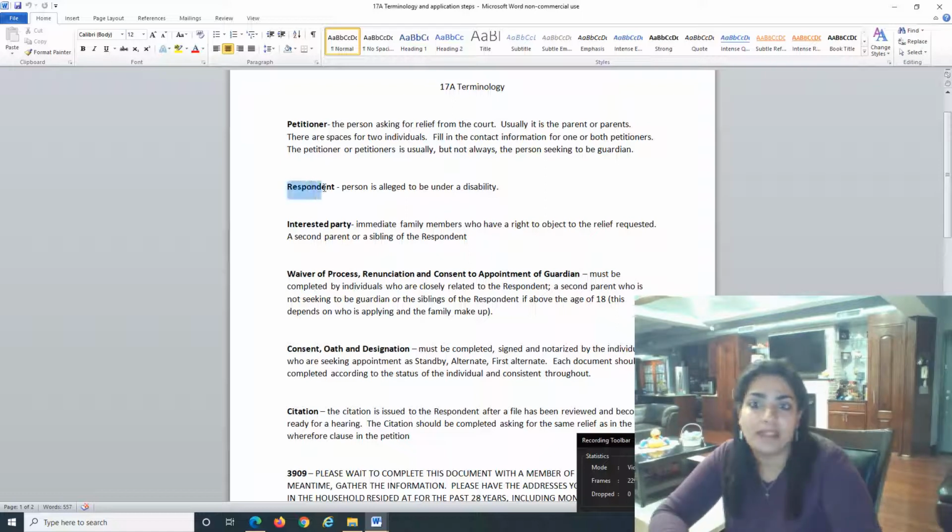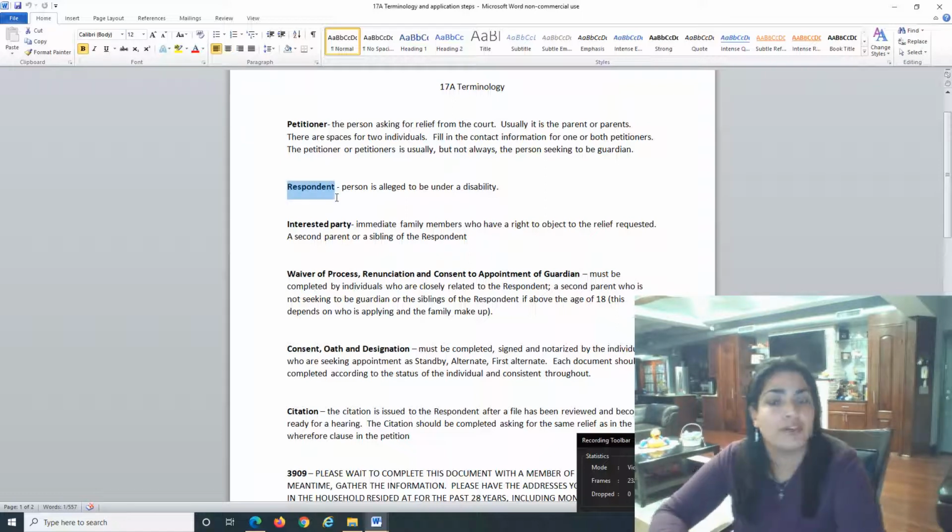The respondent is the person who is under a presumed disability. Now, this is all until the court actually says they're under a disability under 17A, but the respondent is the person you're trying to get guardianship over.